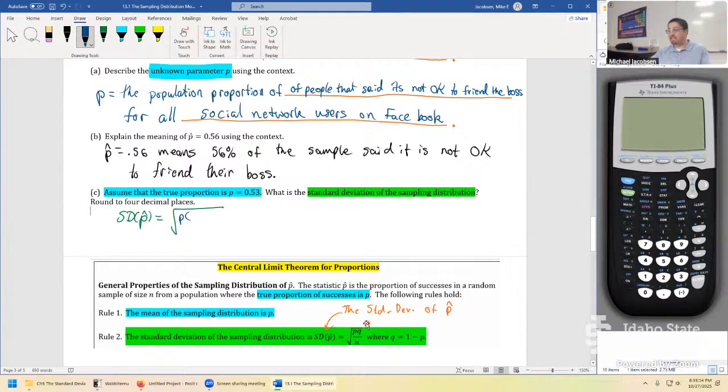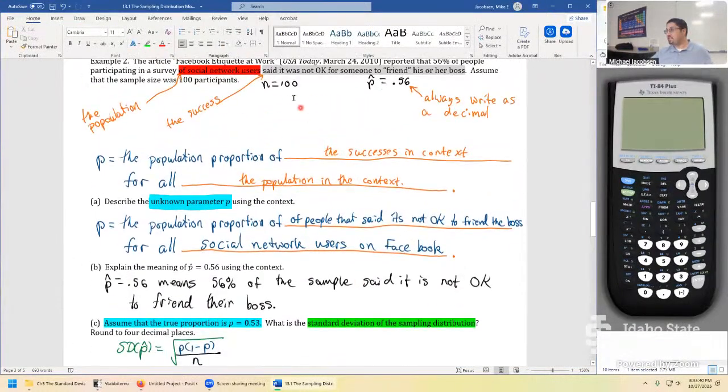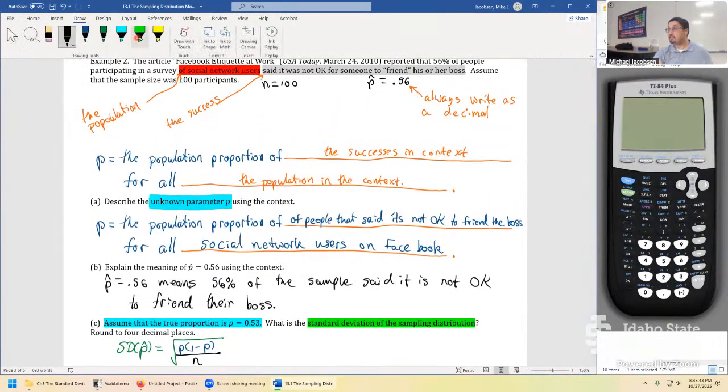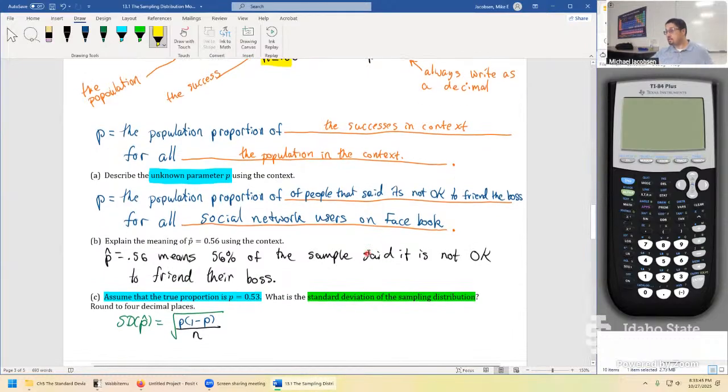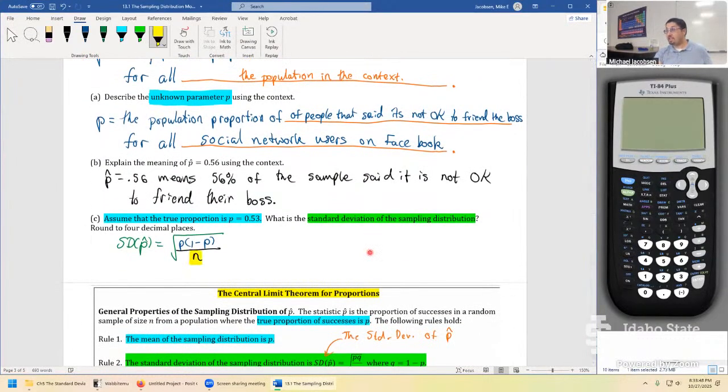This is how the book writes it in. But q is just 1 minus p. So I think it's easier on paper to write it in this way. So if p is the true proportion, q is the true proportion of failures. I said that weird. P is the true proportion of successes. By the complement rule, 1 minus p, q is the true proportion of failures. We divide this by the sample size n, but we said above n is 100, so we'll carry that in. So this is all we need to calculate.